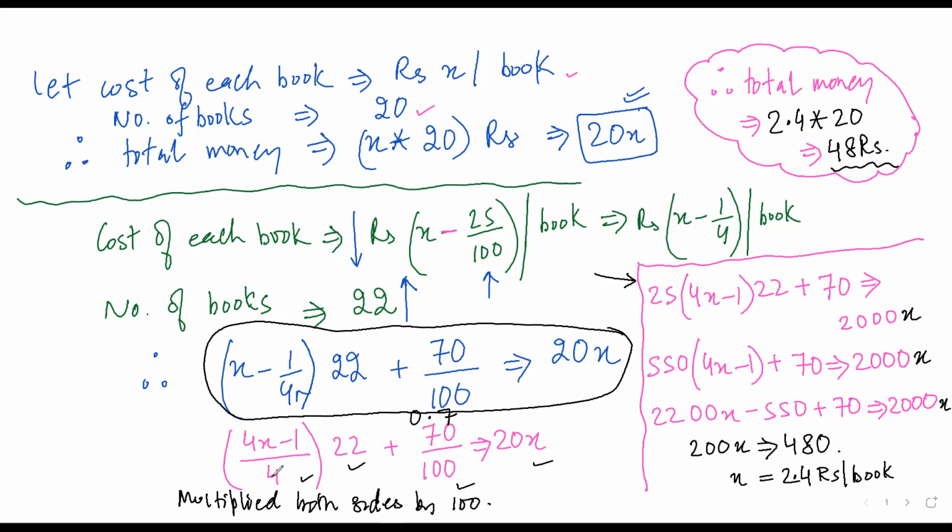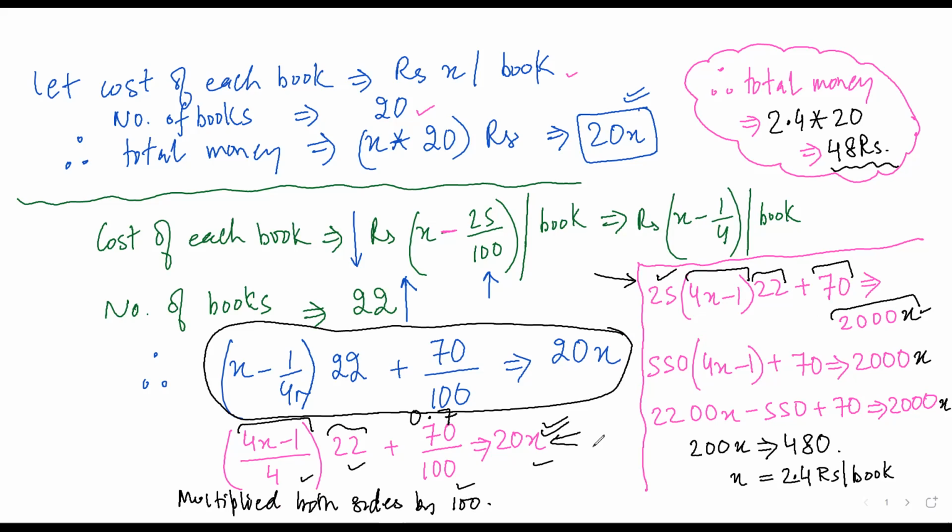Once I did that, this 100 divided by 4 would be 25. That is why this 25 is there. This 4x minus 1 is this 4x minus 1. This 22 is this 22 plus 70. 100 will get divided by this 100. So that is why you see a 70 only here, and this would be 20x into 100. Just remember that there is an x here. Don't forget this x. Satya, have you understood till here?